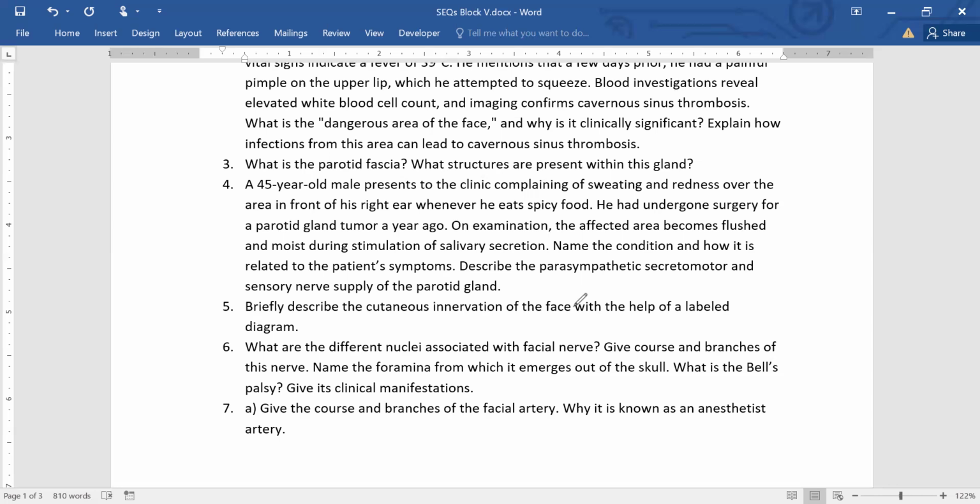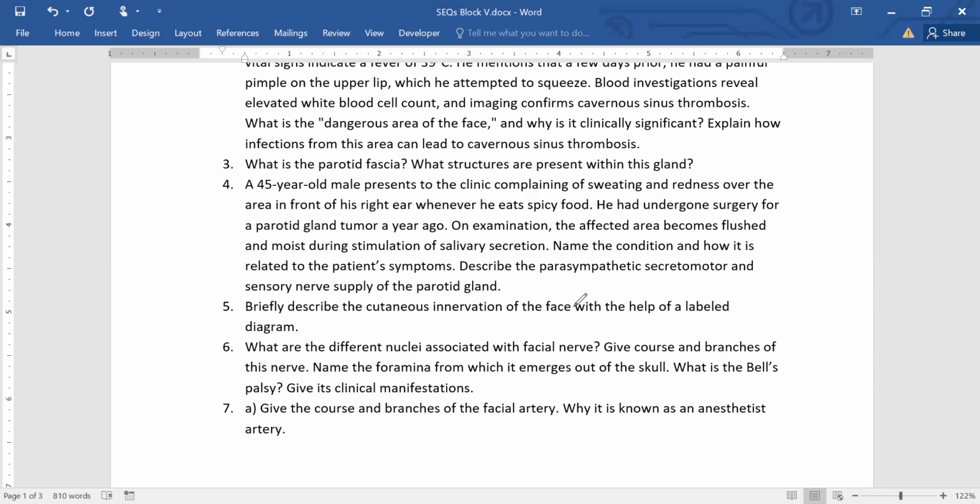Next question regarding the face is: briefly describe the cutaneous innervation of the face with the help of a labeled diagram. So students, be careful. Whenever it is asked about the cutaneous innervation of the face, you often write about the facial nerve. The facial nerve has no cutaneous supply on the face. Rather, it supplies the muscles of facial expression. The cutaneous innervation of the face is supplied by the three branches of the trigeminal nerve. So you have to briefly describe it as well as make a diagram to explain the cutaneous innervation of the face.